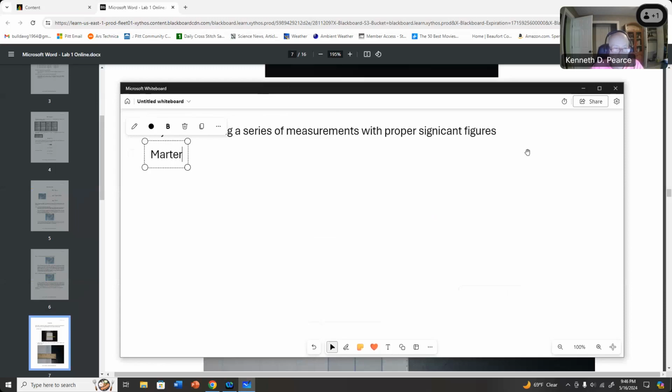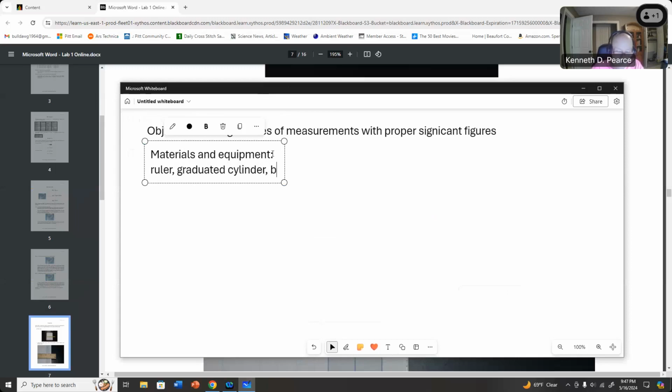Materials and equipment. Now, we don't have any equipment ourselves, okay? But that's what the purpose of the photographs are. So what we would put down here is a ruler. We do. We just took a look on page 7. We had a ruler. We have graduated cylinders, and a burette. These are the things that we would need if we were actually doing it in lab.